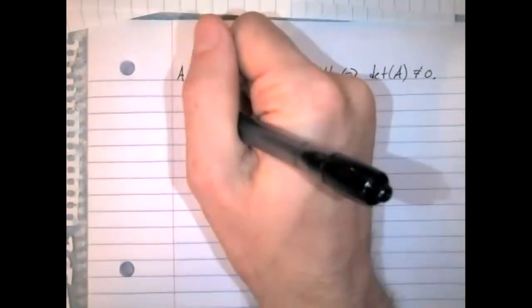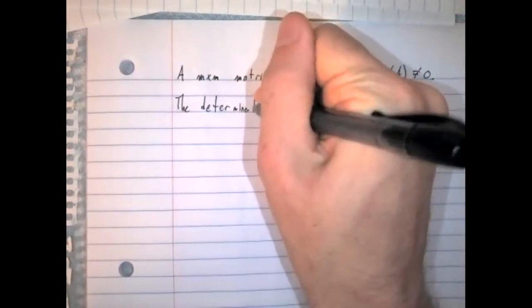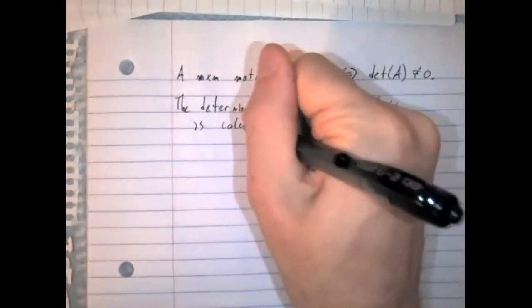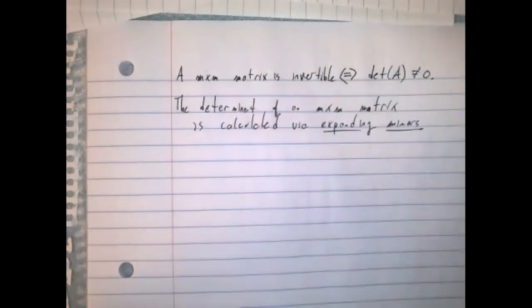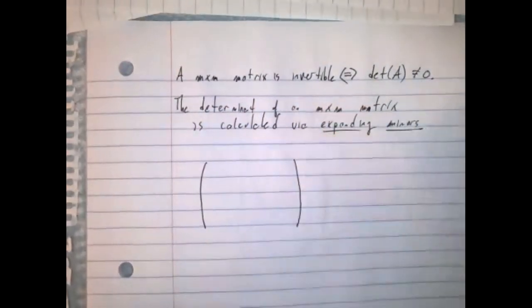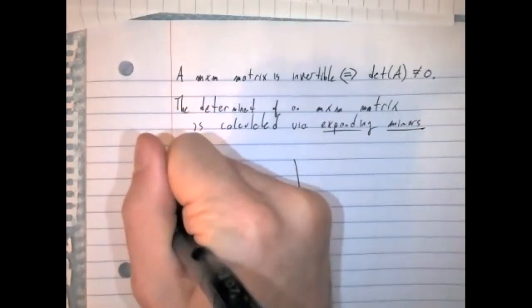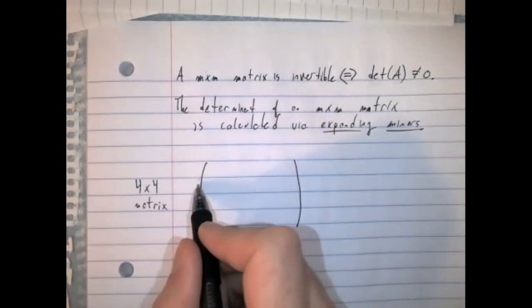Are y'all comfortable with computing higher determinants than just 2 by 2 or 3 by 3? No. Okay. So the determinant of an M by M matrix is calculated via expanding minors. The idea is as follows. Let's consider the situation in a 4x4 matrix. The idea is, let's start with the case of the first column.